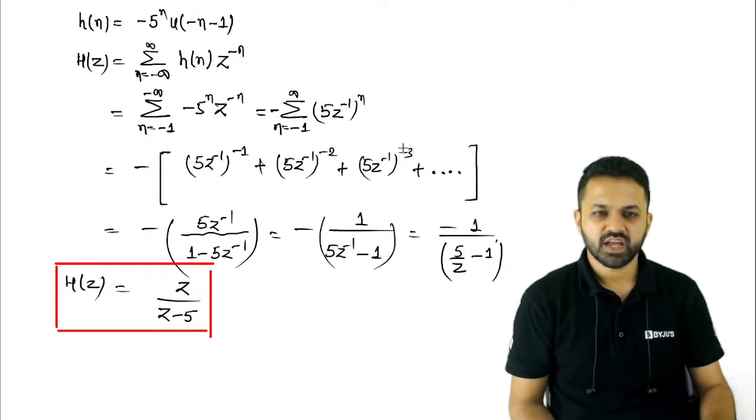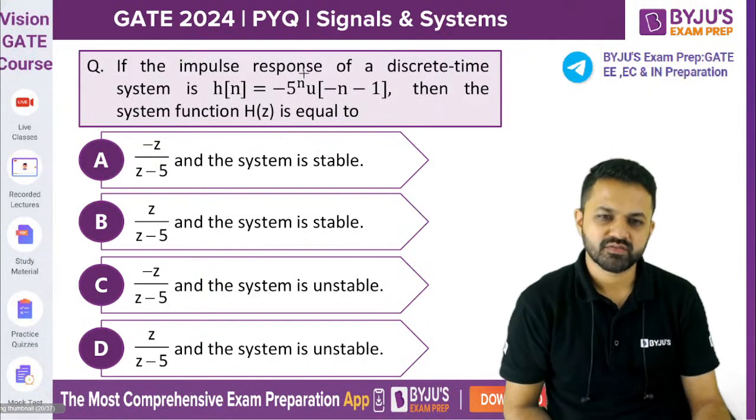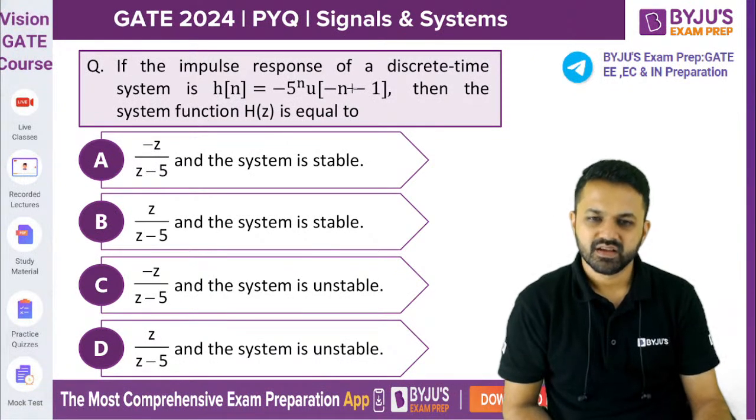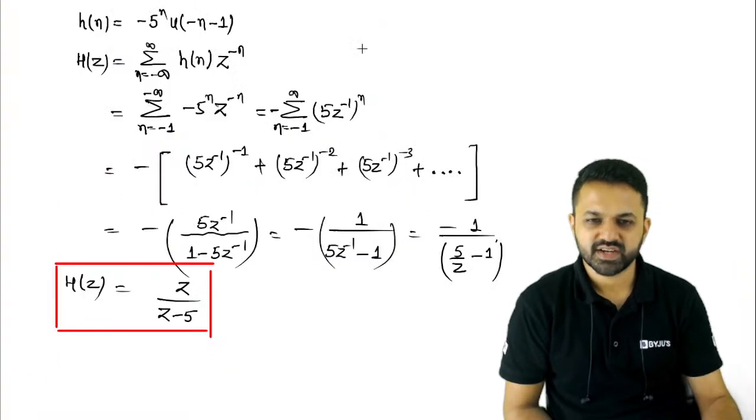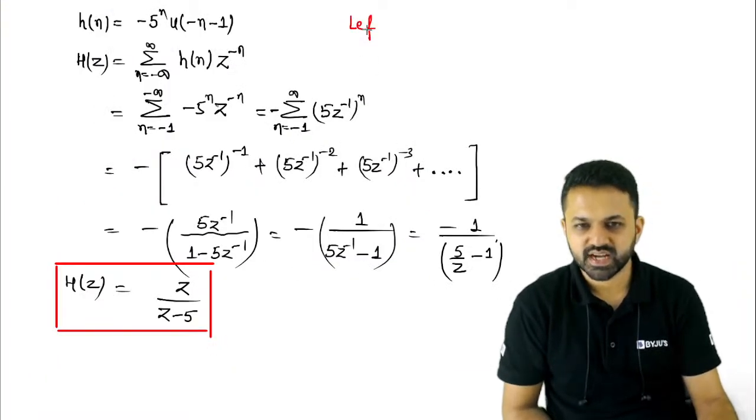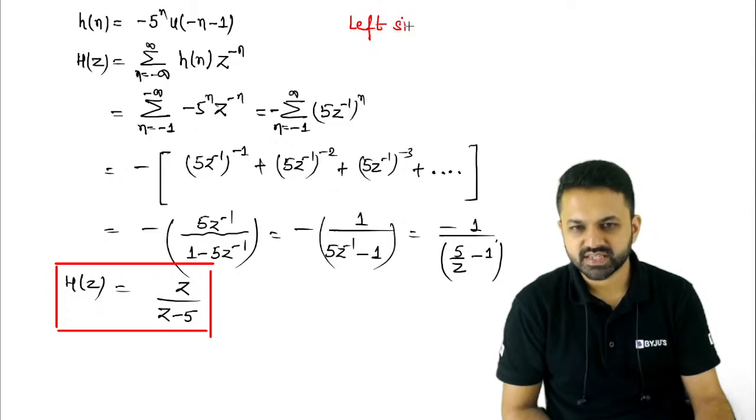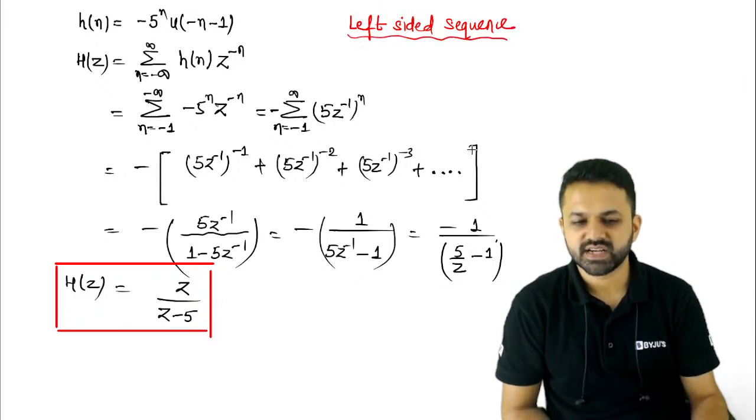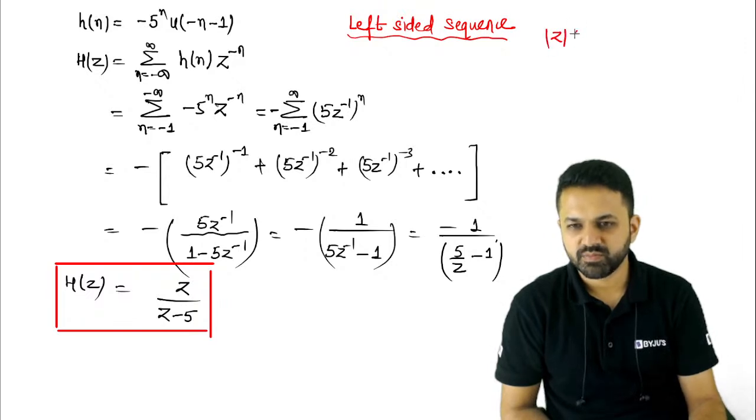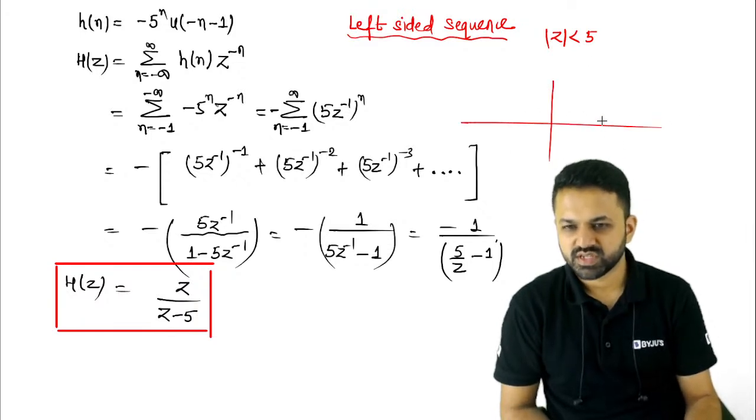That is clear. Now, whether this is stable or not: because here n is negative, this is a left-sided sequence. For a left-sided sequence, mod of z should be less than the pole, that is 5. Mod of z less than the pole 5.